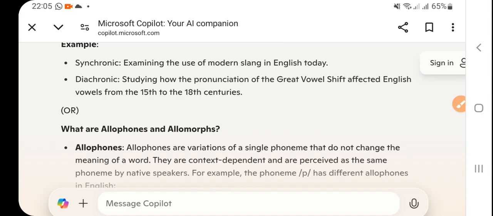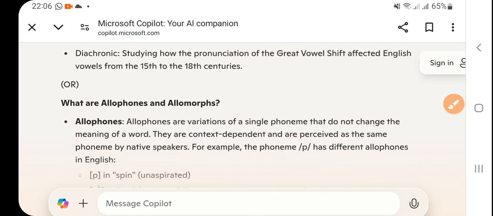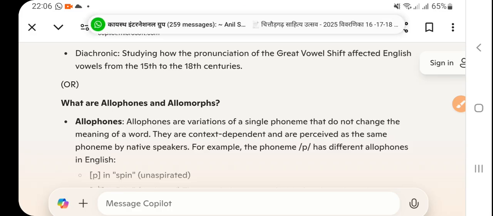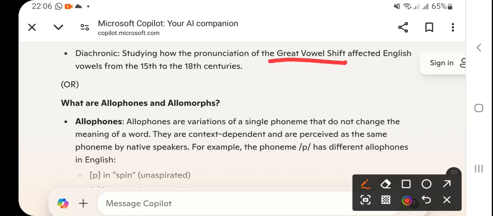For example, tracing the evolution of the English language from Old English to Middle English to Modern English is a diachronic study. Example of synchronic: examining the use of modern slang in English. That may be today's usage, that is the synchronic approach. And studying how the Great Vowel Shift affected English vowels from the 15th to 18th century, now we use short vowels, so from the Great Vowel Shift to short vowels, this will be the study of diachronic.